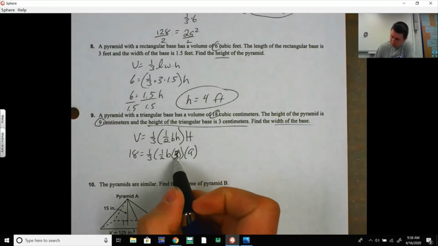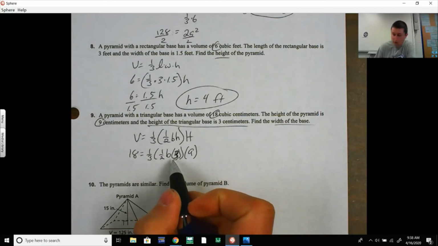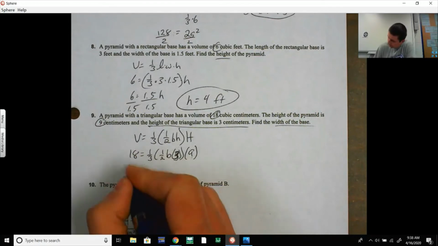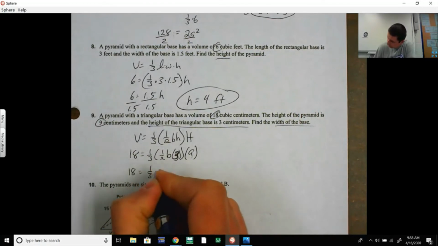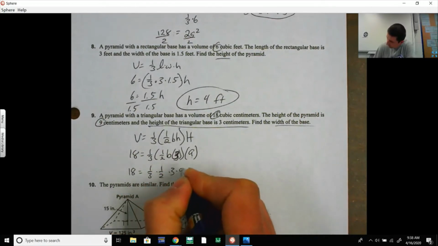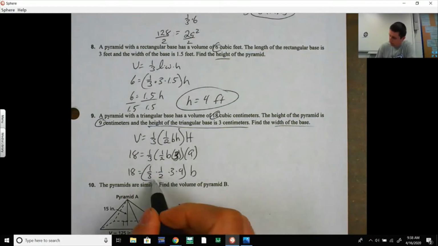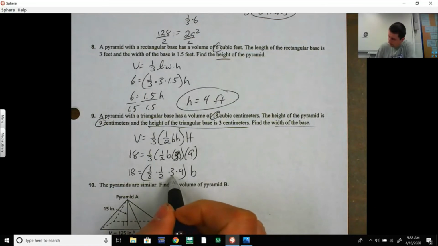So the height of the triangular base is 3, and the height of the pyramid is 9. On this side, we need to figure out what 1/3 times 1/2 times 3 times 9 is, and then we have the other base right there. So 1/3 of 3 is 1. 1 times 9, 9 times 1/2 would be 4.5.